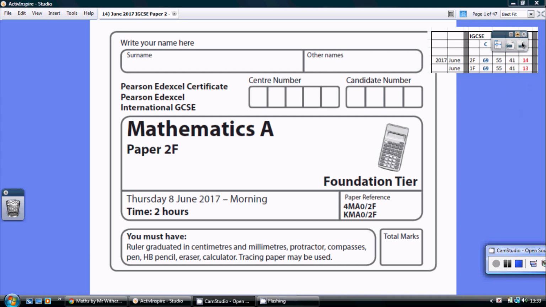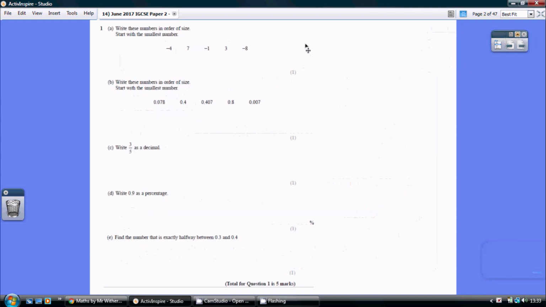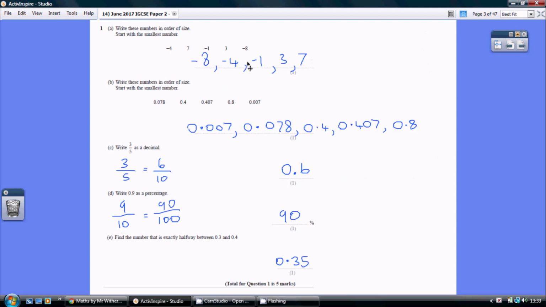Question 1. So write these numbers in order of size, starting with the smallest. Well, obviously that's -8, -4, -0, 3 and 7.